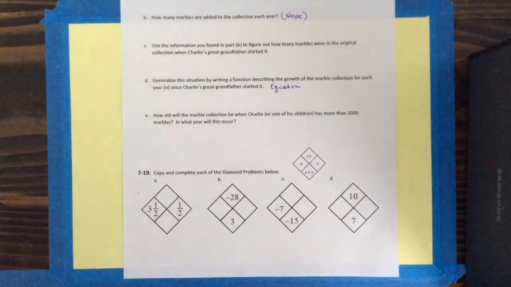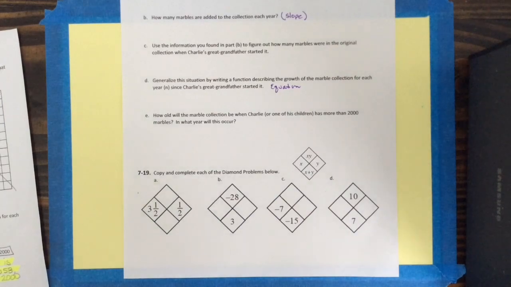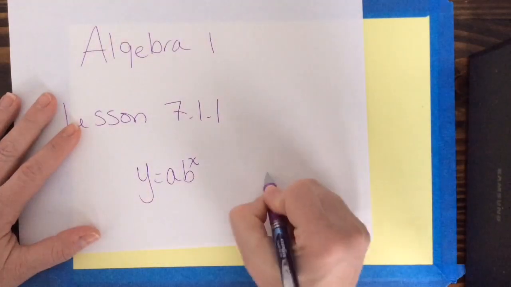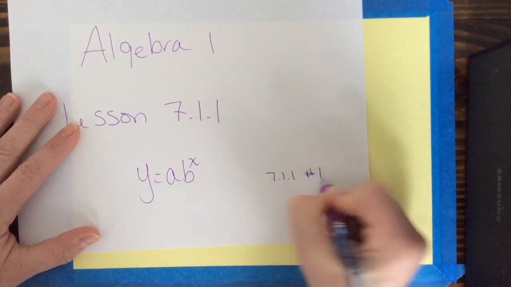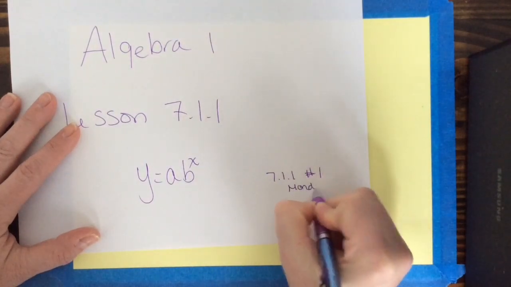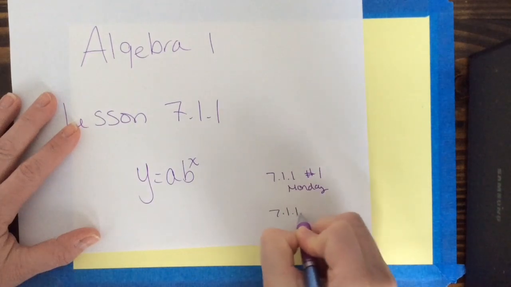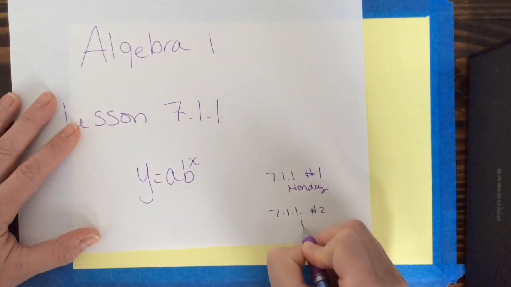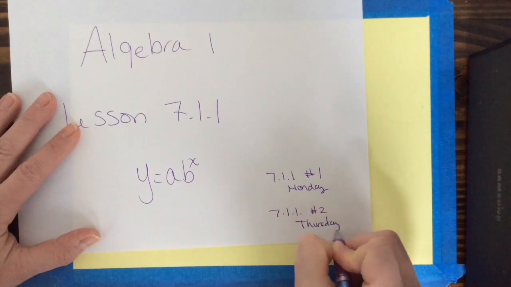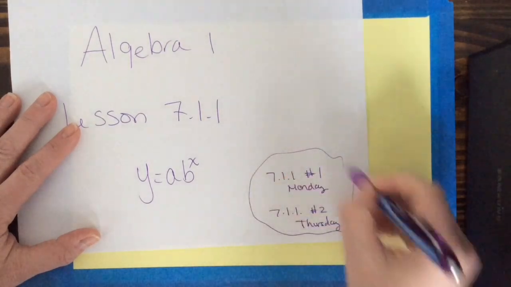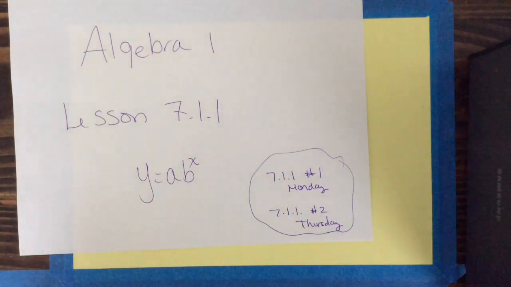Okay, in Schoology or Google Classroom, your teacher is going to post some exit tickets. There is 7.1.1 number 1 and 7.1.1 number 2. So 7.1.1 number 1, you're going to do that on Monday. And 7.1.1 number 2 is Thursday. And that's just a guide. You don't have to do them on those days. You find the time to do them when you can.